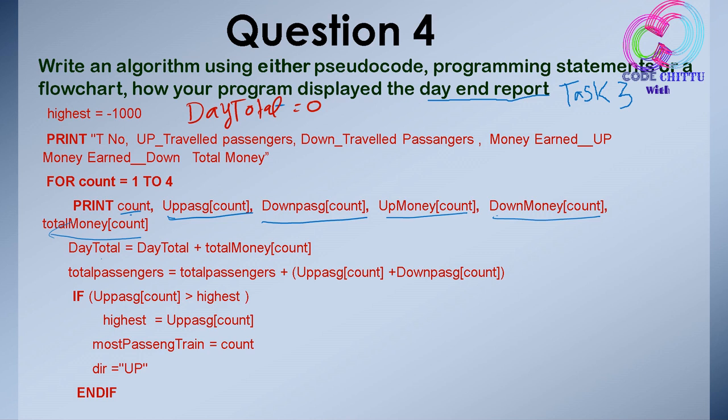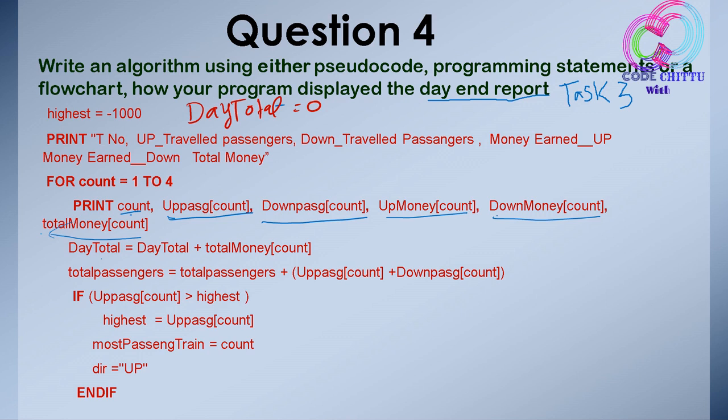And then, what are the things we are adding? This total money we already did, right? The total money is for one train, right? Each train's details are in an array, 1, 2, 3, right? For 4 trains we are storing. That we are adding together. So we are just adding the whole amount of money earned. And this total passenger also we are finding out. So total passenger also is a running total.